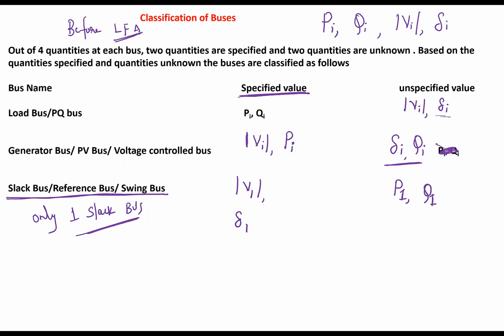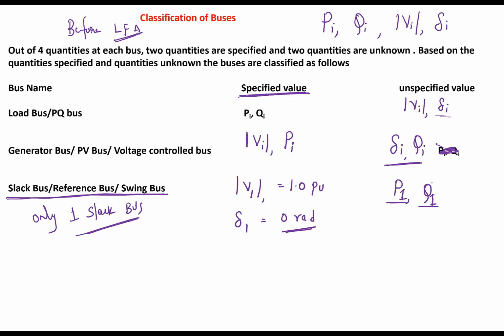Why am I writing 1? Usually the numbering starts from the slack bus. You give number 1 to the slack bus. That's why I'm directly writing the voltage value as 1.0 per unit, and delta 1 is 0 radians. So at a slack bus, the voltage magnitude is 1 per unit and the voltage angle is 0 radians. Here you don't know the real and reactive power injected at this bus. Such a bus is called a slack bus, swing bus, or reference bus.